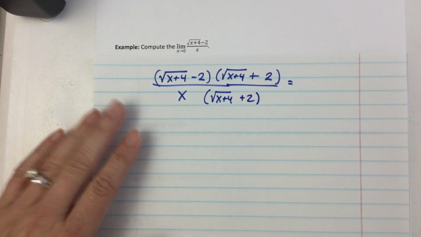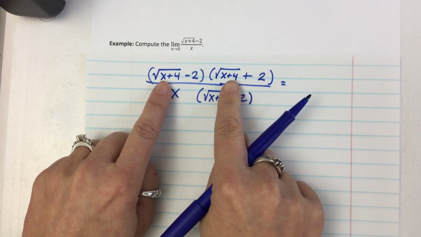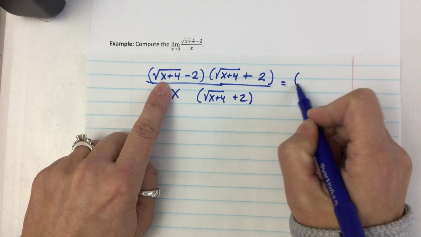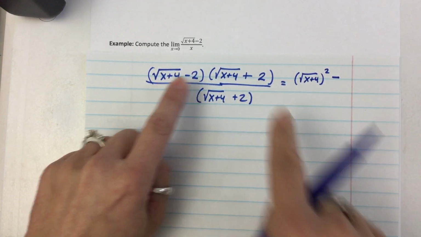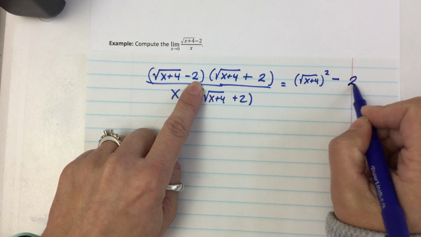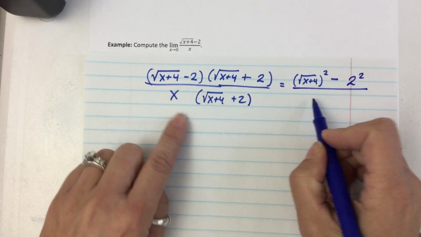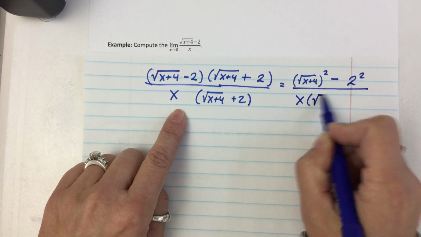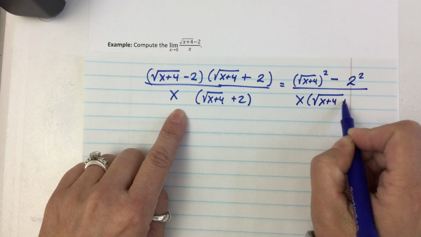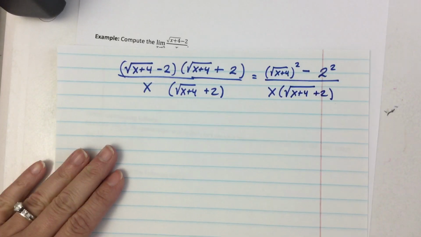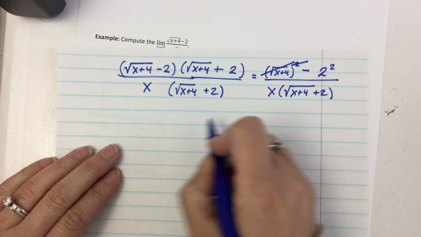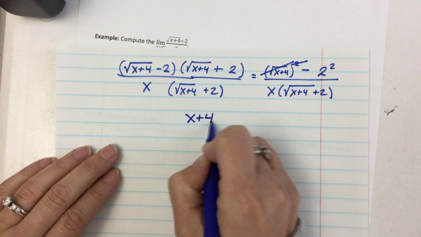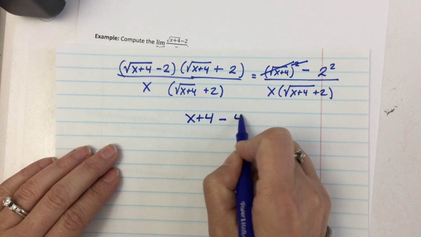Now, using the rules, because I'm multiplying conjugates, I can take the first value, which is the square root of x plus 4, and square it. Minus, take the second value, which is a 2, and square it. Over, I have an x outside of the square root of x plus 4 plus 2. Okay, what happens here? This cancels this. It doesn't change what's underneath. So I have x plus 4 minus 2 squared is 4.